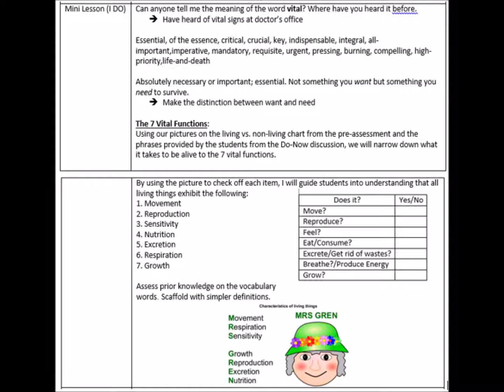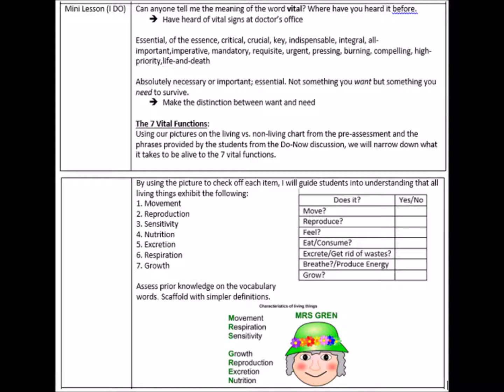After gathering our 7 characteristics, using students' own language, I will provide the scientific term for the function. Students will write our 7 new vocabulary words next to the phrases they came up with on their own. This will allow them to put new words such as respiration or excretion into context and scaffold with simpler definitions in their own words.